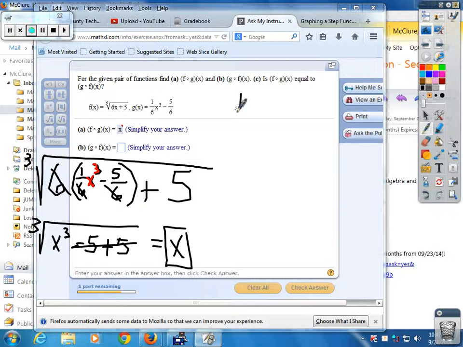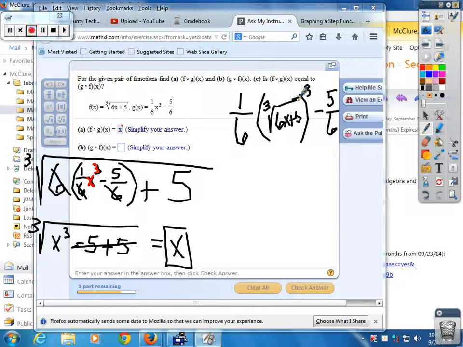So 1/6, big set of parentheses, cubed, minus 5/6. And what goes here? The cube root of 6x plus 5. Well, this one's easier than the first one, because what happens to this cube root and this radical? They cancel. And you're left with 1/6 times 6x plus 5 minus 5/6. Now what?